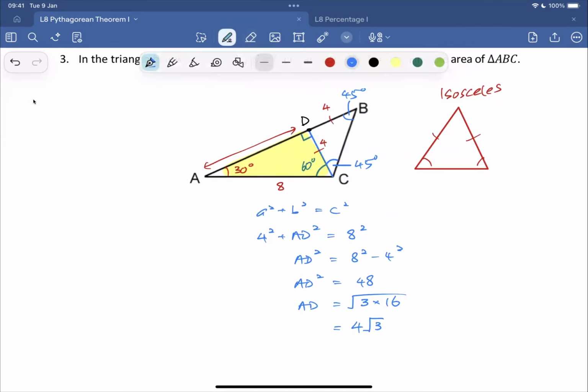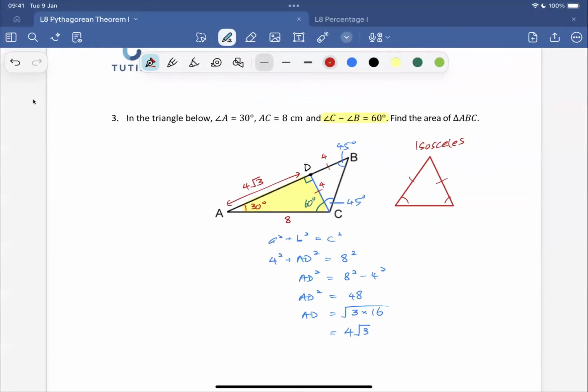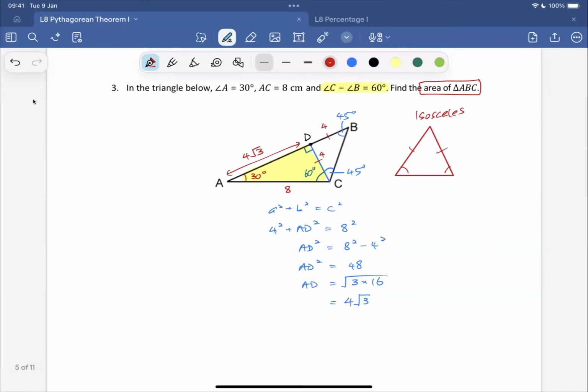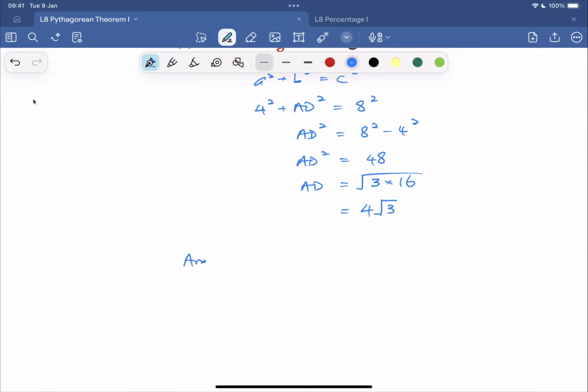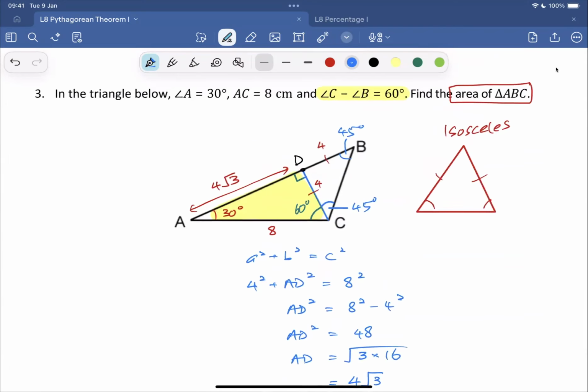Now we have found 4 root 3. So this length is 4 square root 3. And this length is 4. So what is the area of ABC? Oh, they want you to find the area of ABC. So at least we found the length of AB. Okay. So Briven, let's do our workings. The area of ABC equals to half times the base. What is the base of the triangle? AB. Correct, the length of AB.